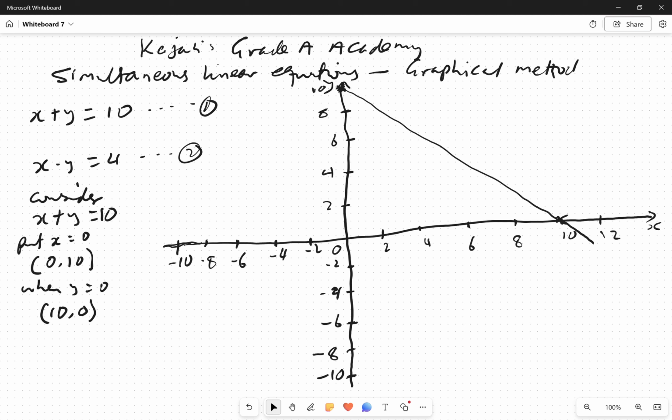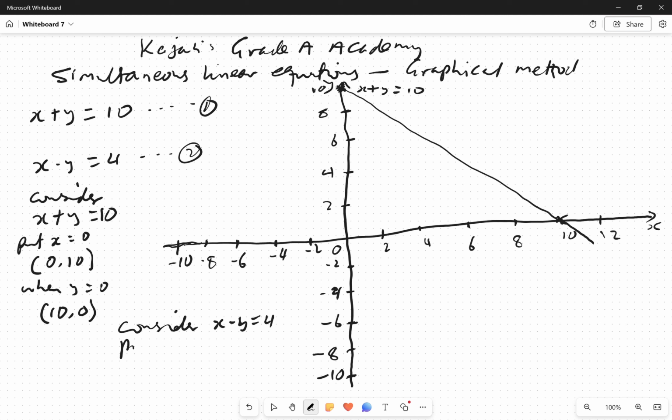Great. Now you can write the equation on it if you want: x plus y equals 10. Then for the next one, you do the same thing with the other equation. So we want to consider the other equation. Consider x minus y is equal to 4.